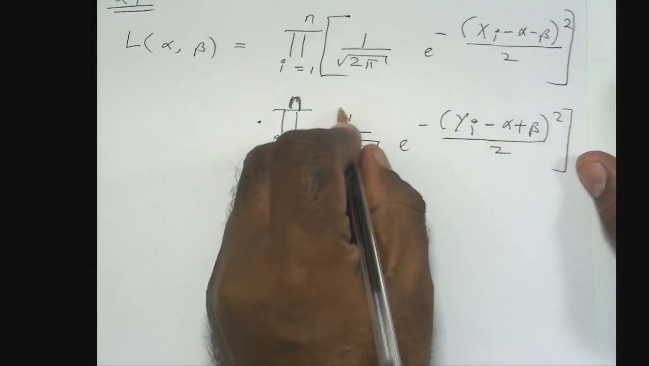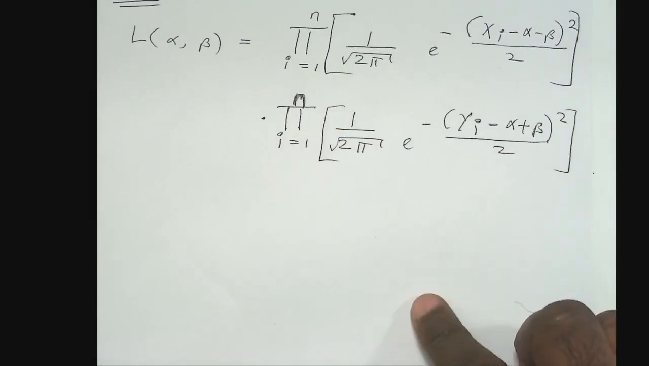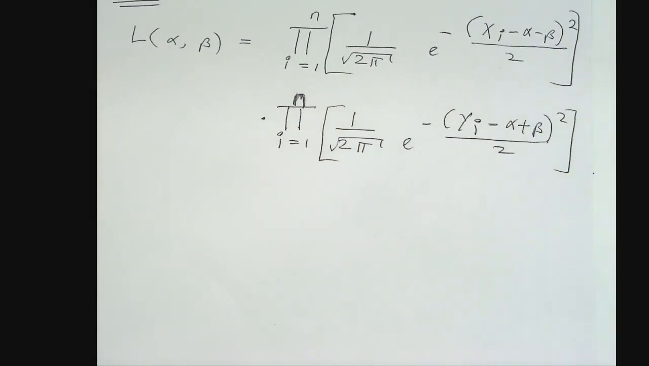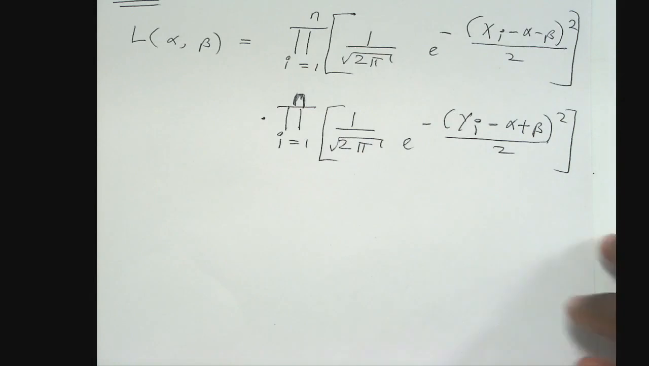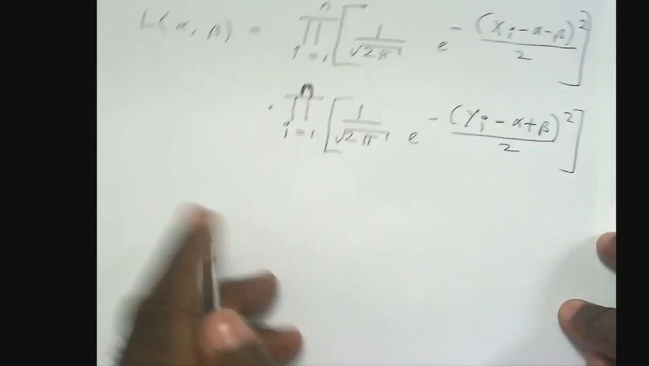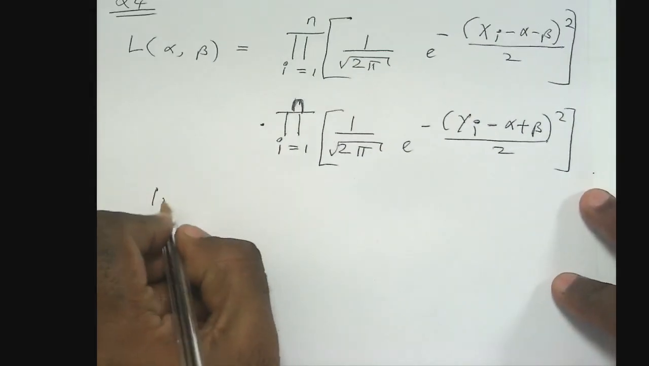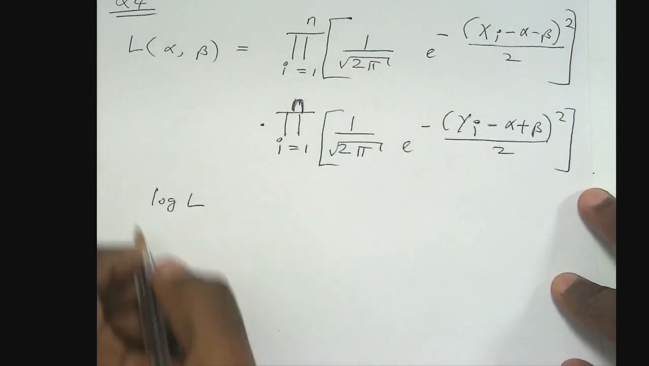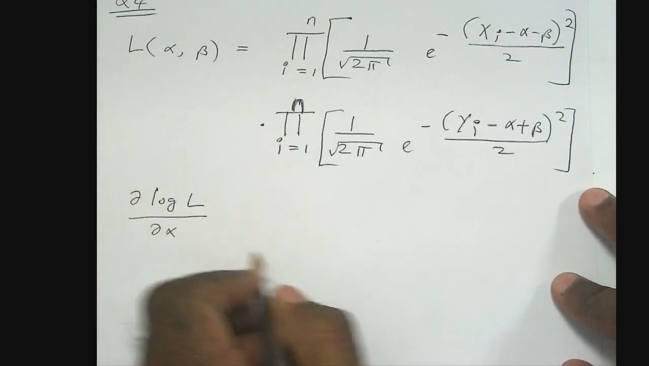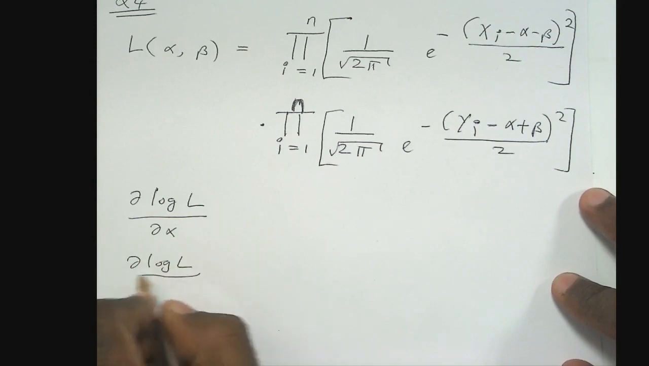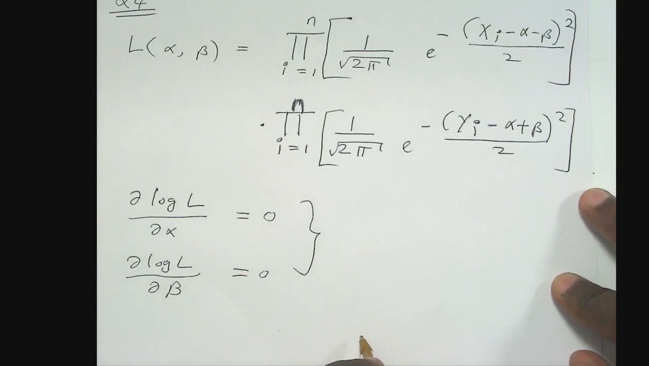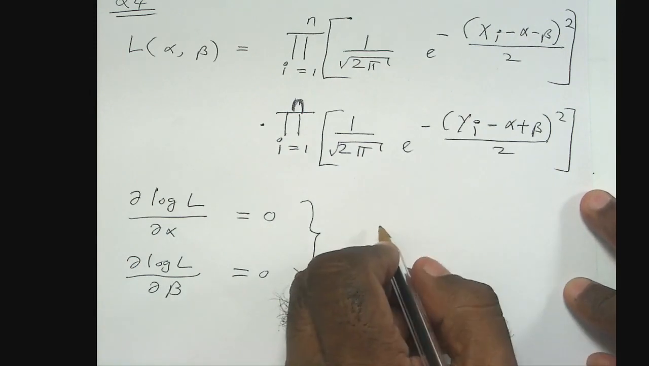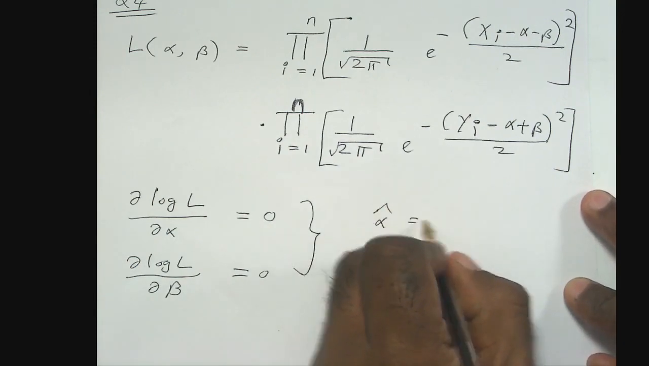So the likelihood of alpha and beta is the product of two products. The first product is for the first random sample, and this is for the second random sample, right? And obviously you need to simplify this, and then take the log. Then you take the partial derivatives with respect to alpha and beta, and set them to 0. And if you solve these two equations, you will get exactly the same answers that we got earlier.